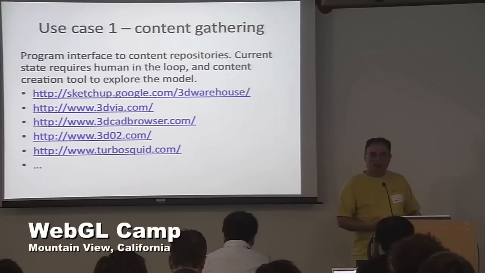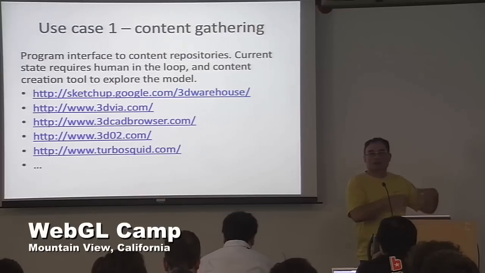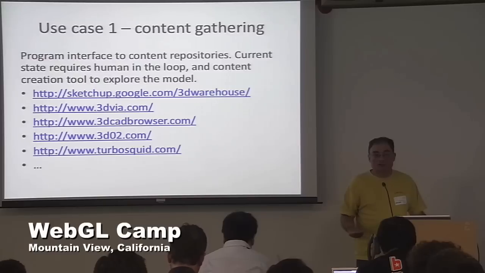So right now, if you want to get content, there are content repositories. I'm looking at the Collada models, but it could be any format. Those are the different websites you can go to and search for models. What happens is that it's totally human. It's not a program that can do that. You have to be a human. You have to click in there. You can search, and then what you get out of it is a zip file.